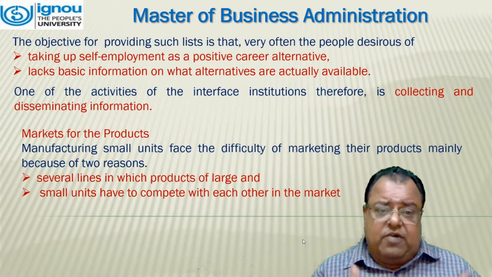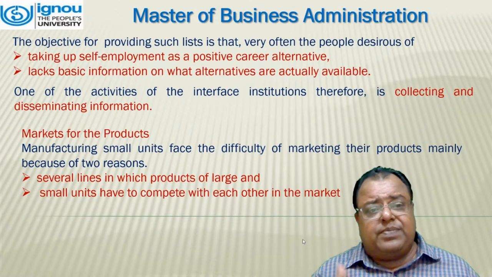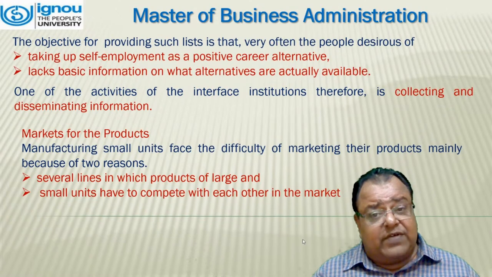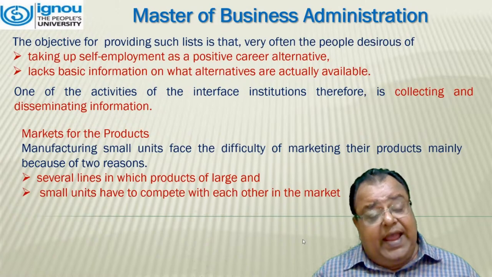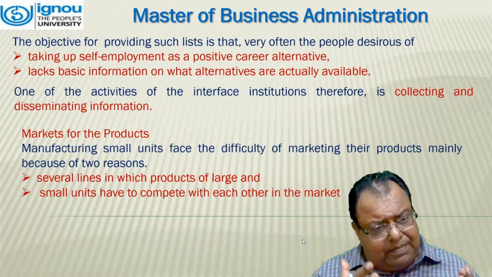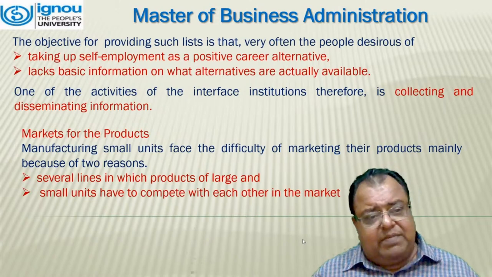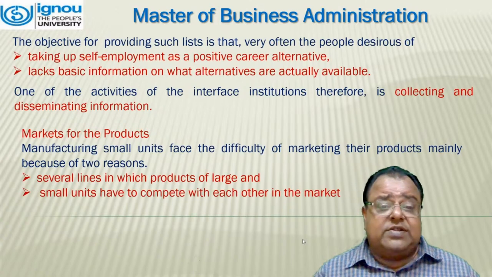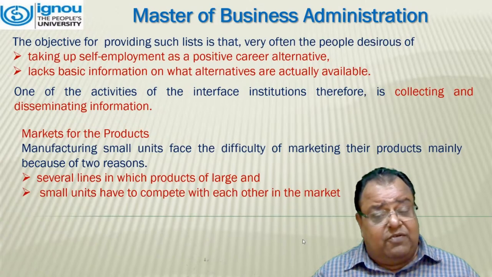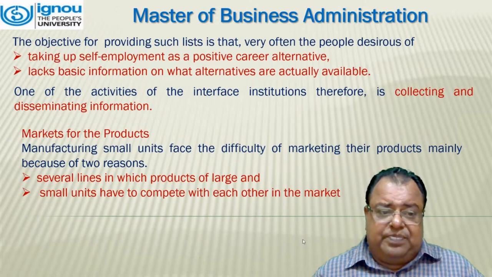The objective for providing such a list is that very often the people desirous of taking up self-employment as a positive career alternative lack business information, or the basic information on what alternatives are actually available. One of the activities of the interface institution, therefore, is collecting and disseminating information.